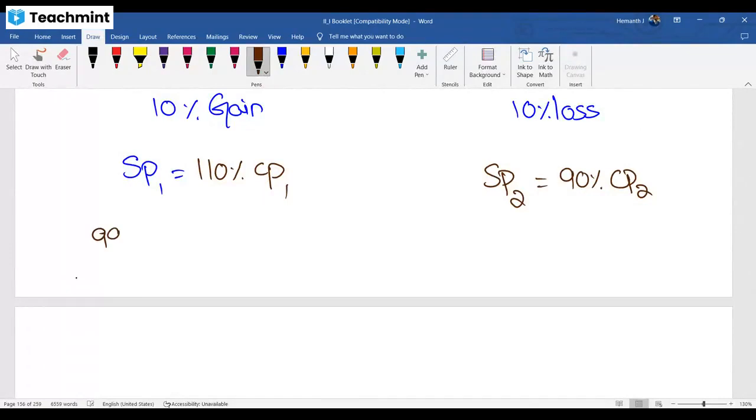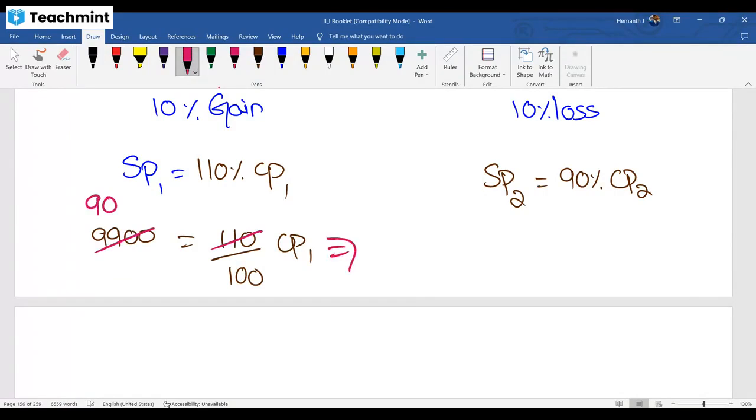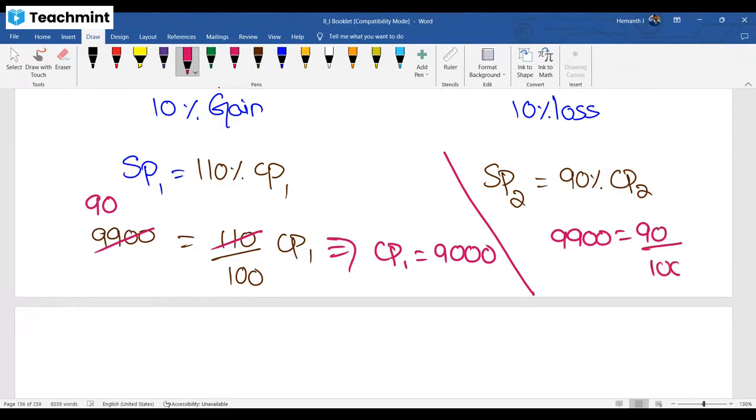So here, 9,900 divided by 110%. 110% means 110 divided by 100. We'll put that 110% here, 110 divided by 100. You can calculate CP1 here, which is 9,000. Whereas SP2 is 9,900, and 90% means 90 divided by 100. You will calculate CP2 here. So this 0 cancels, and this is 110 times. What you got for CP2 is 11,000, right?